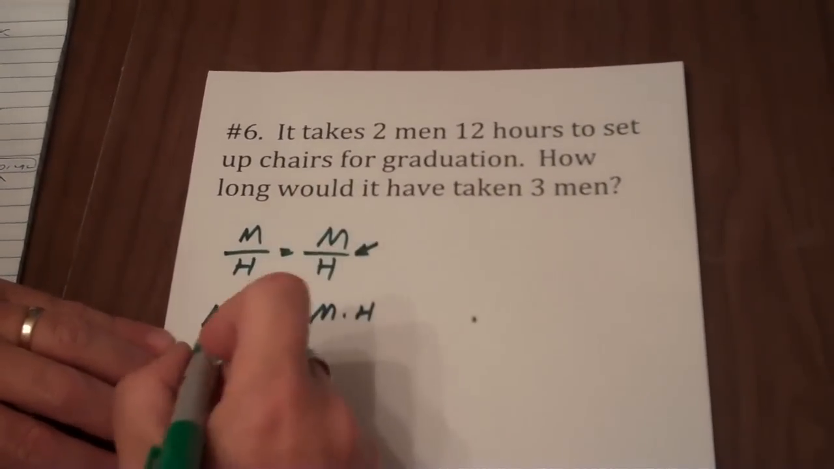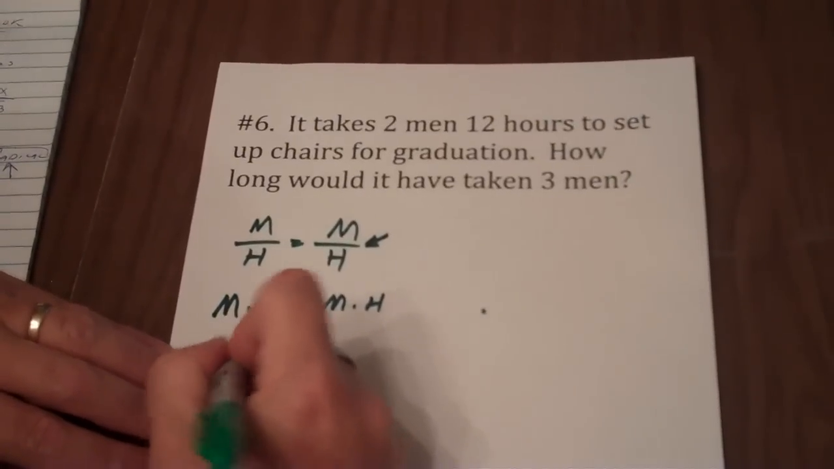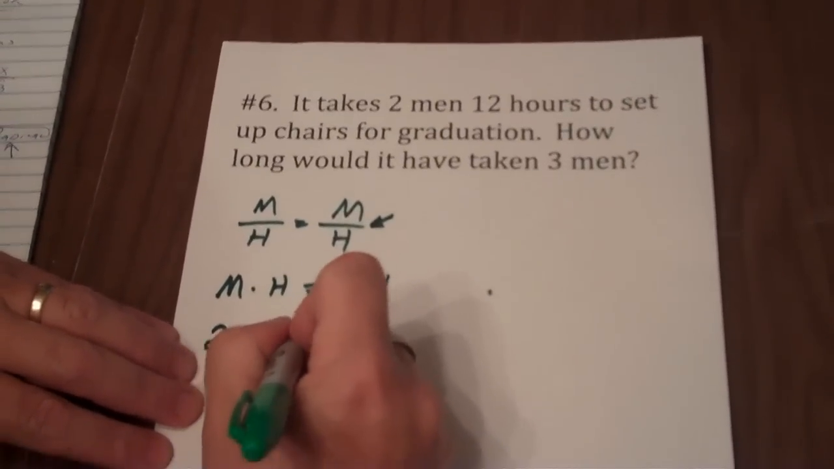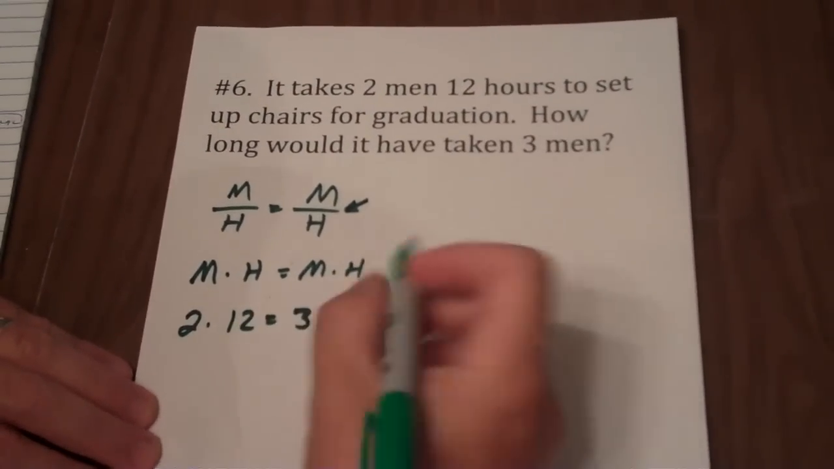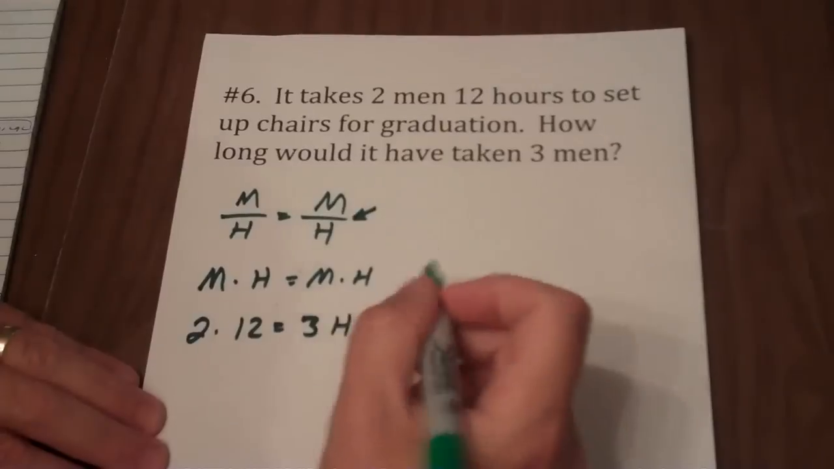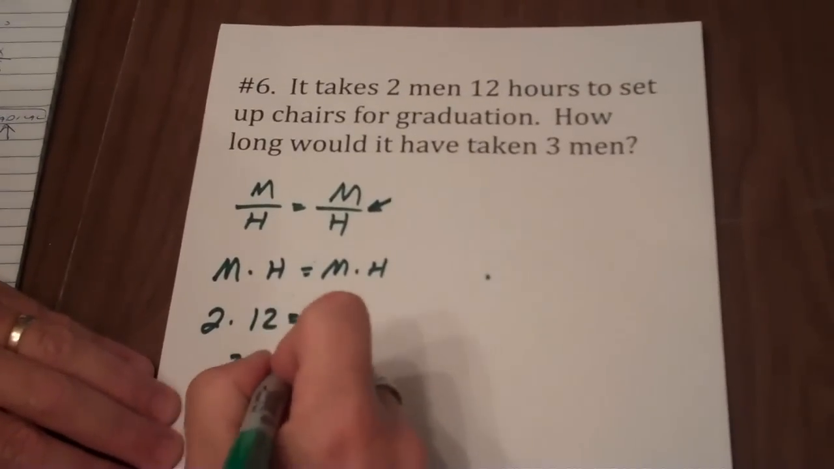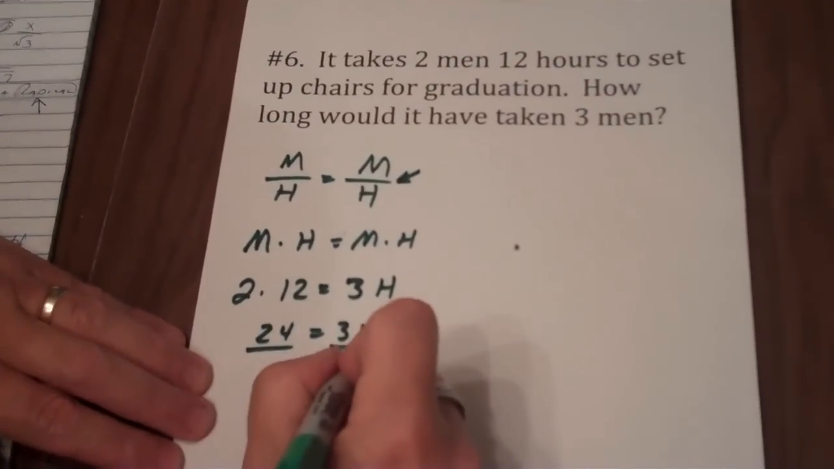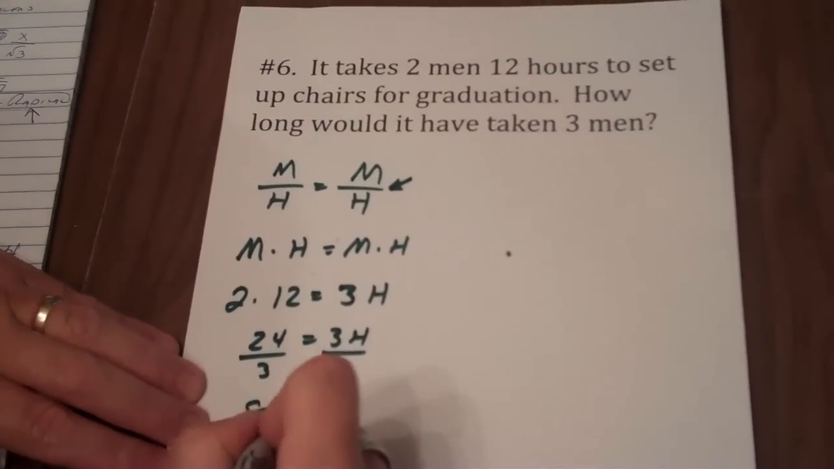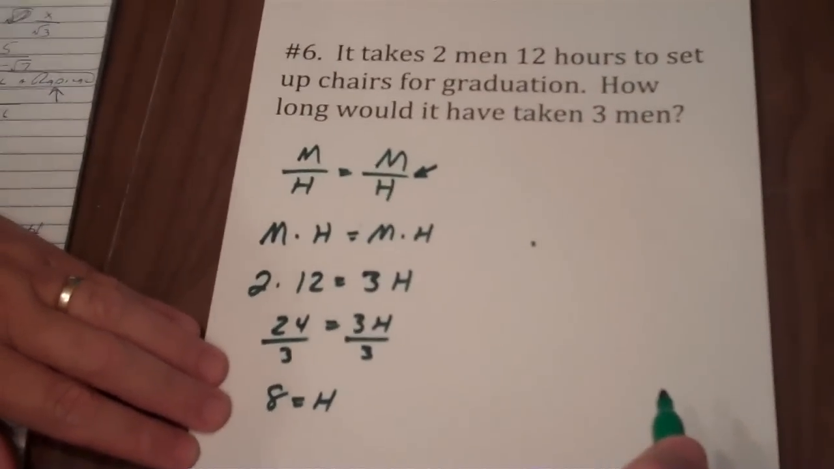In my first case, how many men did I have? 2 men. Took how many hours? 12 hours. Equals how many men in the second? 3 men. And an unknown number of hours, so I'll just put times h. On the left, we have 24 equals 3h. And all I need to do to solve is to divide both sides by 3. And I have my solution of 8 hours.